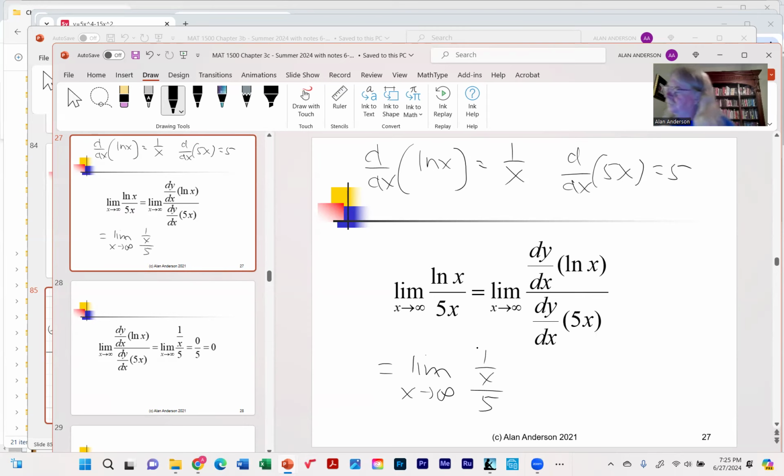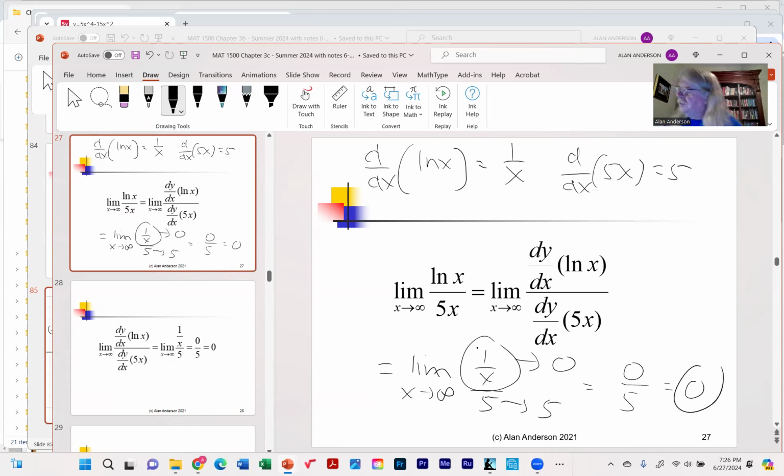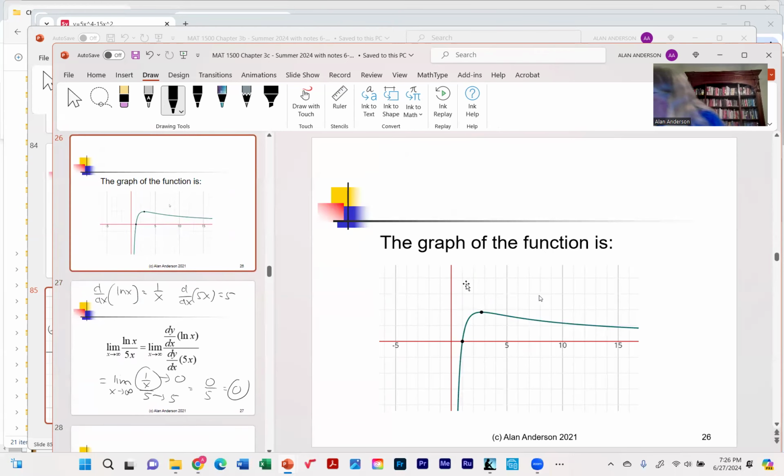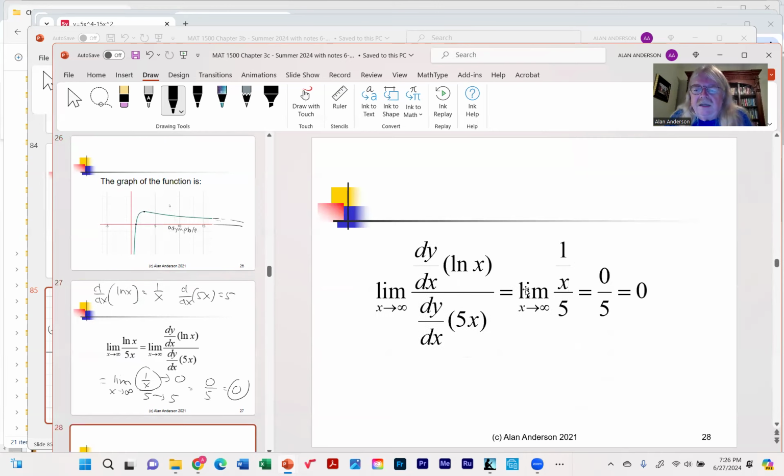But you recall, this one will go to 0. This one will just stay at 5. It's a constant. Until we end up with 0. And that just means if you look at this graph, this is a horizontal asymptote. It doesn't look like it, but it's going to get closer and closer and closer to 0.